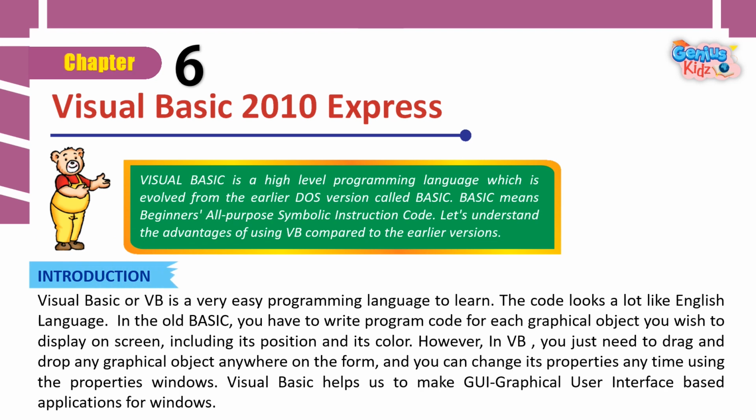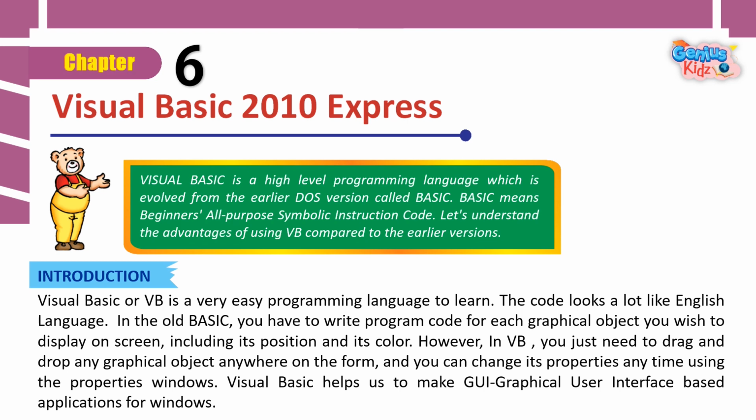Introduction. Visual Basic, or VB, is a very easy programming language to learn. The code looks a lot like the English language. In the old BASIC, you have to write program code for each graphical object you wish to display on screen, including its position and its color. However, in VB, you just need to drag and drop any graphical object anywhere on the form, and you can change its properties anytime using the Properties window.